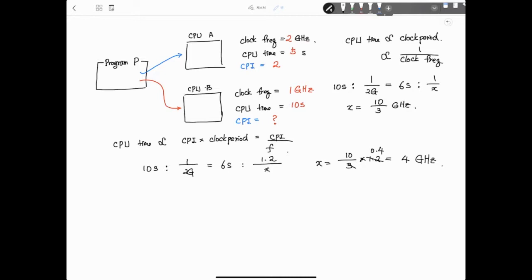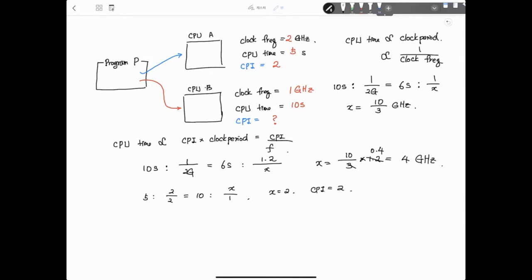What about the other students? Two? Yeah. So 5 to the 2 over 2 equal 10 to the 1 over x. So x is 2. So CPI is 2.